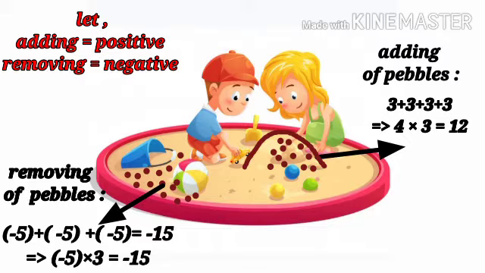Now Ravi removes 5 pebbles from the heap 3 times. Removal of pebbles is always denoted as a negative integer. So for 3 times it can be written as minus 5 plus minus 5 plus minus 5 is equal to minus 15, or else minus 5 into 3 is equal to minus 15. So Ravi has removed 15 pebbles from the heap. This explains to us that multiplication of negative integers is also repeated addition, just like positive integers.